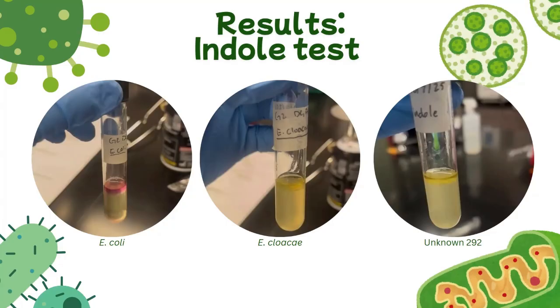The principle behind the indole test is to detect the ability of the bacteria to split tryptophan into indole, pyruvate, and ammonia using the enzyme tryptophanase. The reagent used is Kovacs reagent. A positive result shows that red ring at the top of the broth, like seen in the E. coli. The inference: E. coli can produce indole, E. cloacae cannot, and the unknown also cannot if the results are correct.